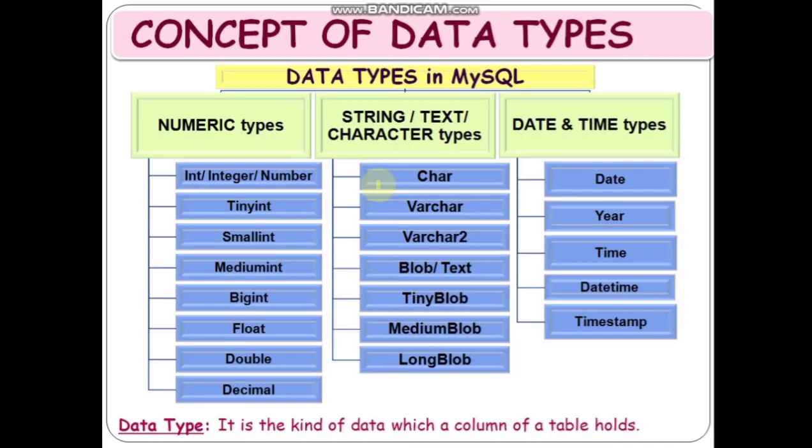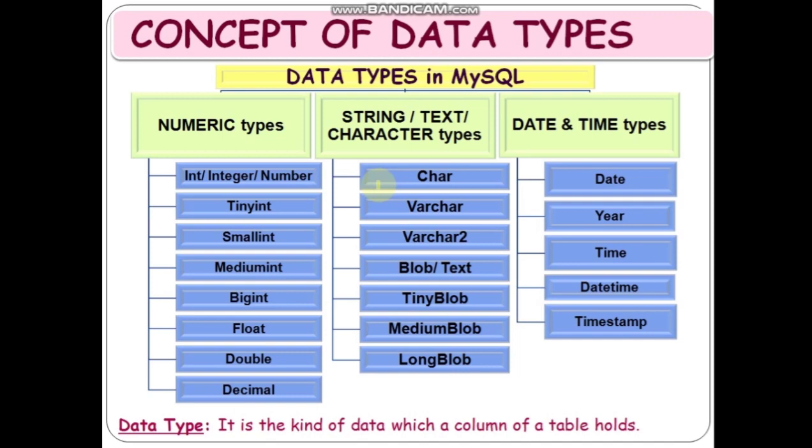Concept of data types. Data types in MySQL, what are the different data types? And what is a data type? You know this, that it is the kind of data which a particular field of a table holds. A particular column of a table will hold certain data, and what kind of data that particular field is holding, whether it's a numeric, it's a number kind of a thing, or it's a character or a text kind of a thing, or it's a date.